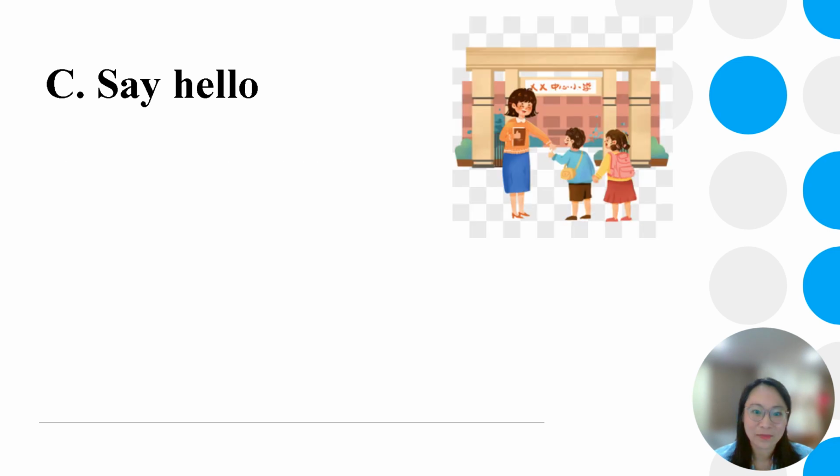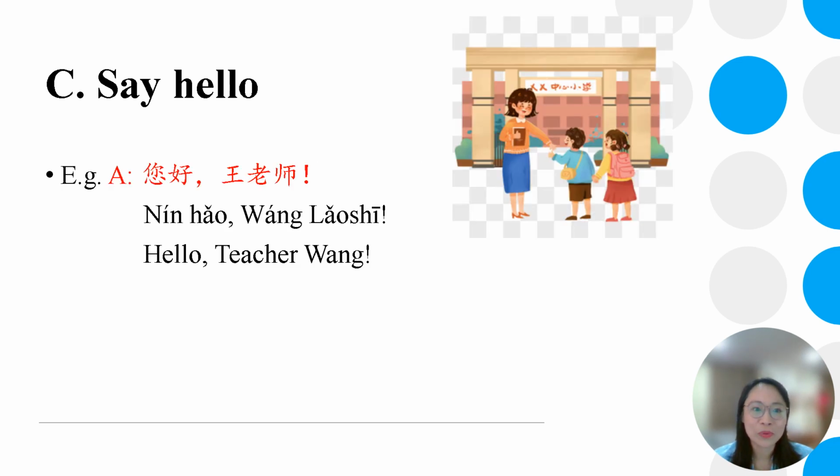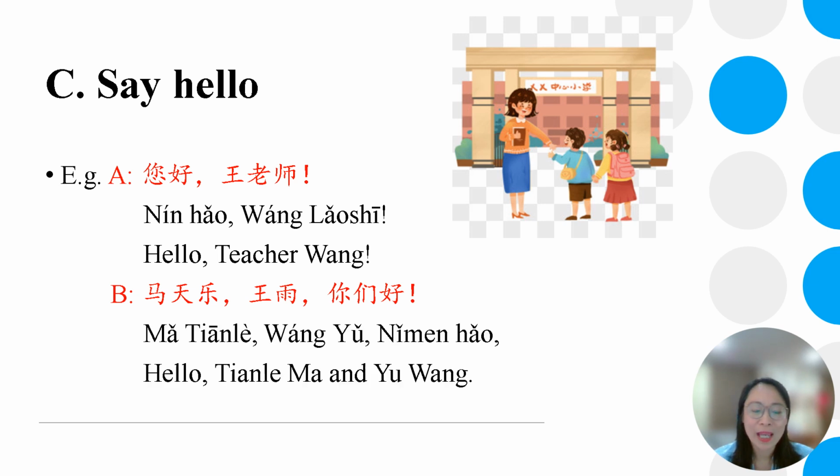你们好. Let's see the example. Here's a conversation between 马天乐, Wang Yu and Wang 老师. Wang 老师 is a professor, so 马天乐 and Wang Yu should say 您好 instead of 你好. 您好, Wang 老师. And Wang 老师 will reply to them, 马天乐, Wang Yu, 你们好, 你们好.